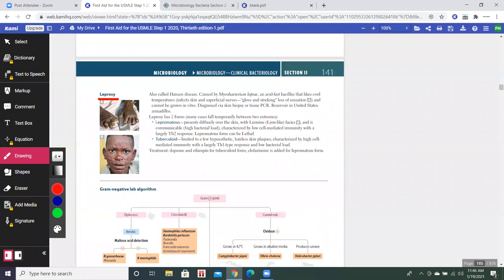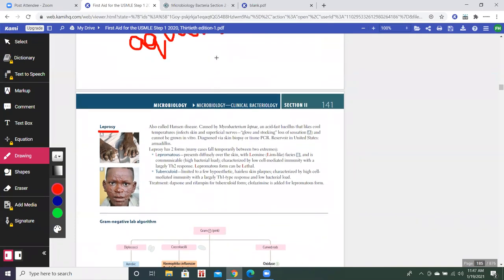Okay, can we move on to leprosy? How common is leprosy? Nowadays, not common. But is leprosy eradicated? No. So can leprosy still happen? If there is leprosy in a community, are we in deep trouble? Okay, so that's why this is very high yield. This is because if someone in your family has leprosy, is there a possibility that you can contract it from them too?